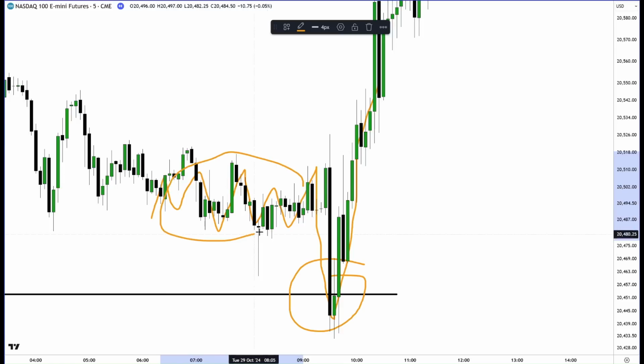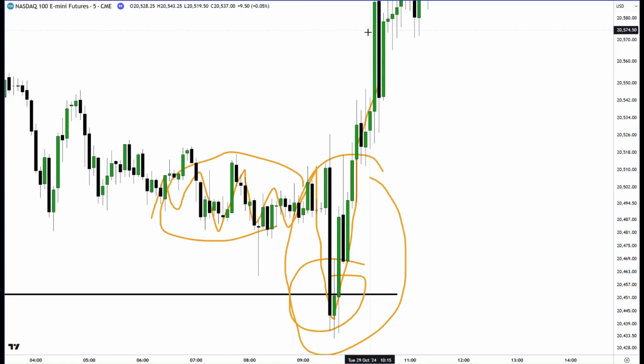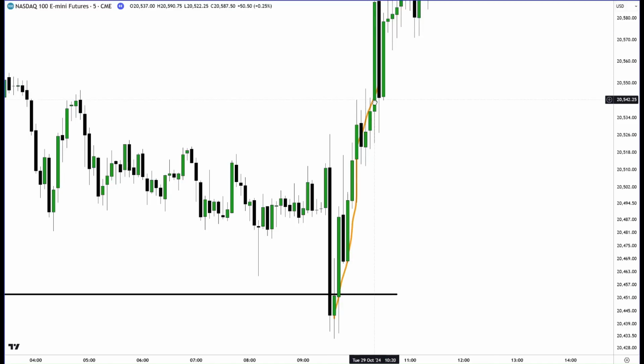This is the power of 3. Accumulation, manipulation, distribution. However, the market profiles, let me explain them once more. The market profiles are a ranging market above a key level, ranging, expansion, reversal.